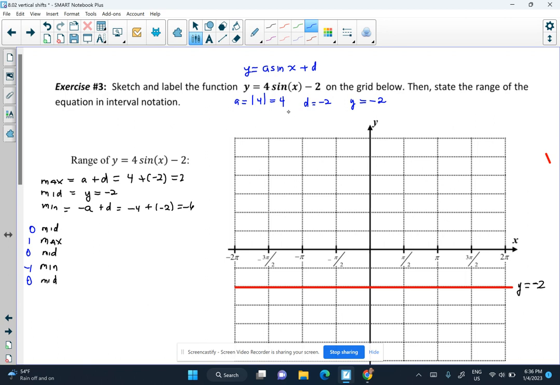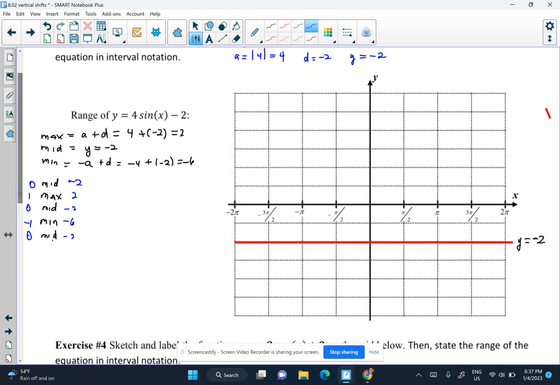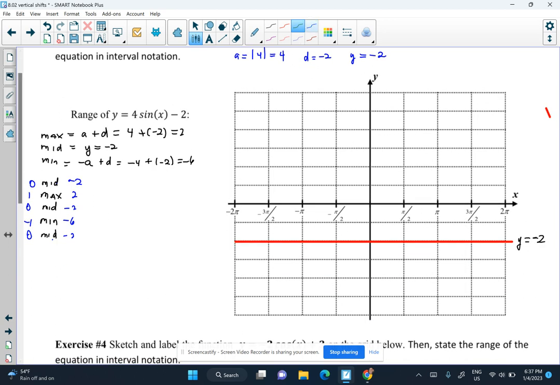But in this case, because my amplitude is not 1 anymore, and my vertical shift is -2, you're not using the pattern. Instead, that's why we have that mid-max, mid-min, mid pattern. So it's going to be -2, 2, -2, -6, and -2. And so we're going to graph this pattern, and I'll graph it in green. So it's -2, the midline.